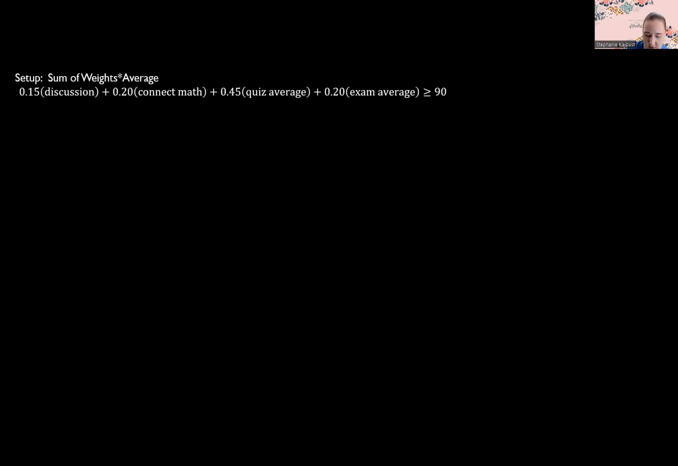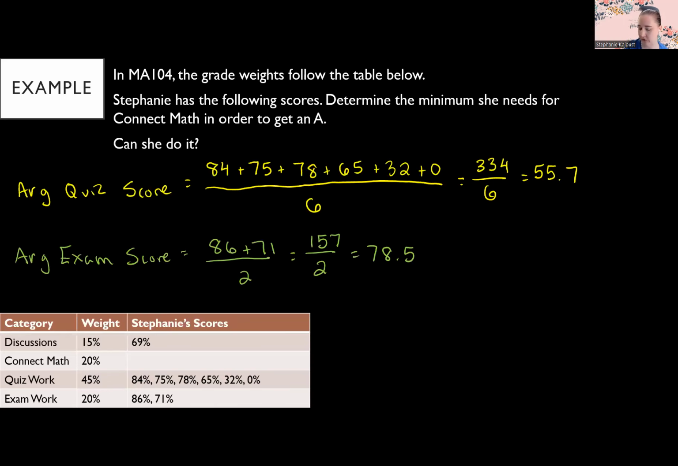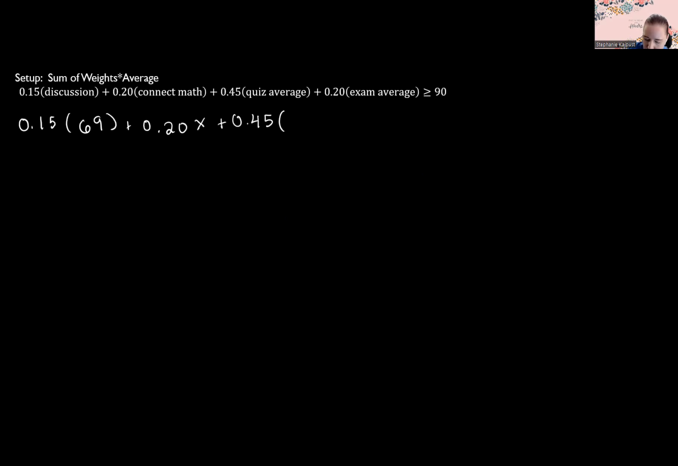So we've got 0.15 times our discussion, which is 69%. Then 0.20 times our Connect Math, which is what we don't know, so I'm going to call that X. Then 0.45 times the quiz average, 55.7. There we go.